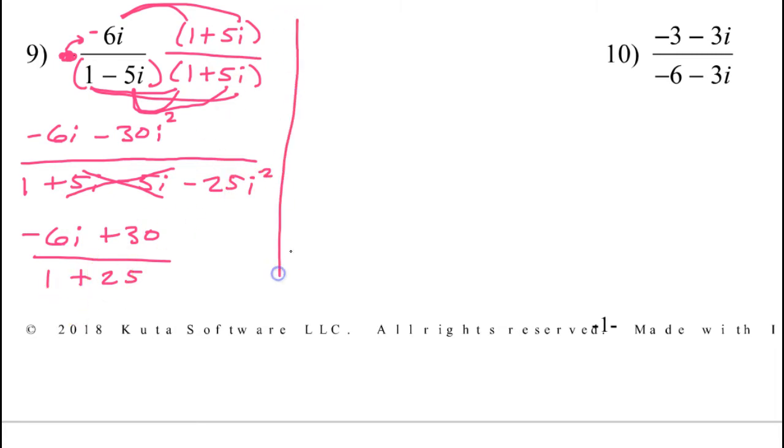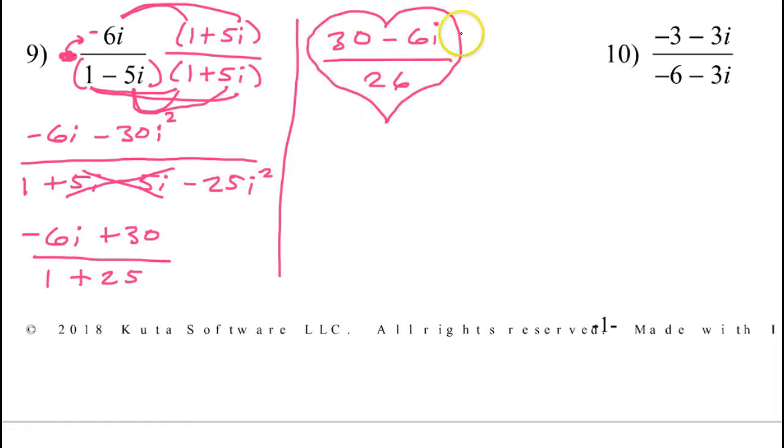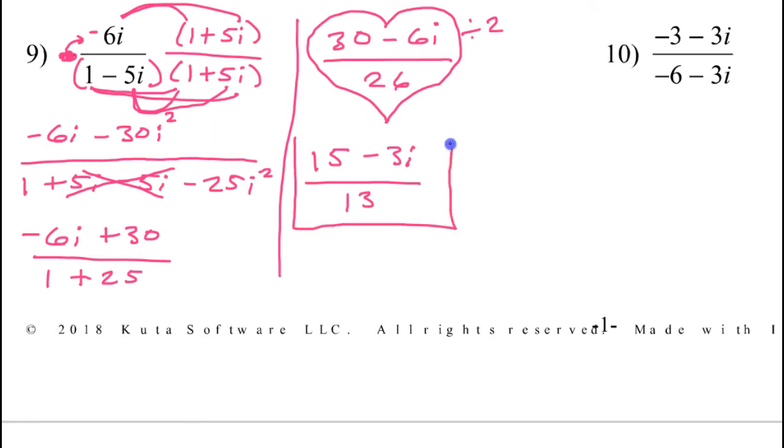So bringing my calculations up, I'm going to switch these around and write 30 minus 6i, because you always put the imaginary term last. And this is going to be over 26. So I'm just adding these up. Notice we have no i in the denominator. So that was our goal. Now there is a common factor here. So I'm going to go ahead and put this inside of a heart. And I'm going to divide by 2. Alright, all of these are divisible by 2. So that's going to give me 15 minus 3i over 13. So this would be an acceptable answer for number 9.